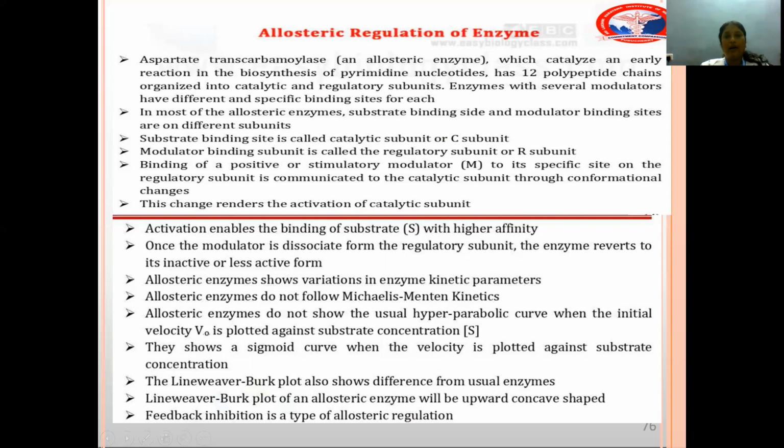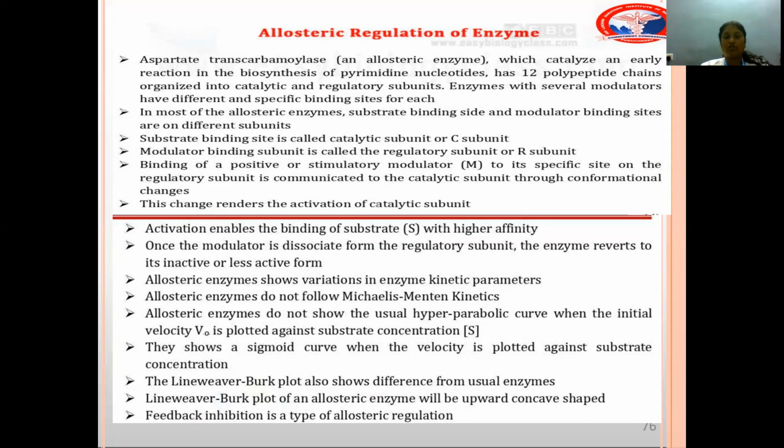Activation will enable the binding of substrate with higher affinity. So what happens when a modulator comes and binds with the regulatory subunit? There will be a conformational change in the enzyme, which will induce a conformational change in the catalytic subunit, enabling the binding of substrate to the catalytic subunit with more affinity. Once the modulator dissociates from the regulatory subunit, the enzyme will revert back to its inactive or less active form.